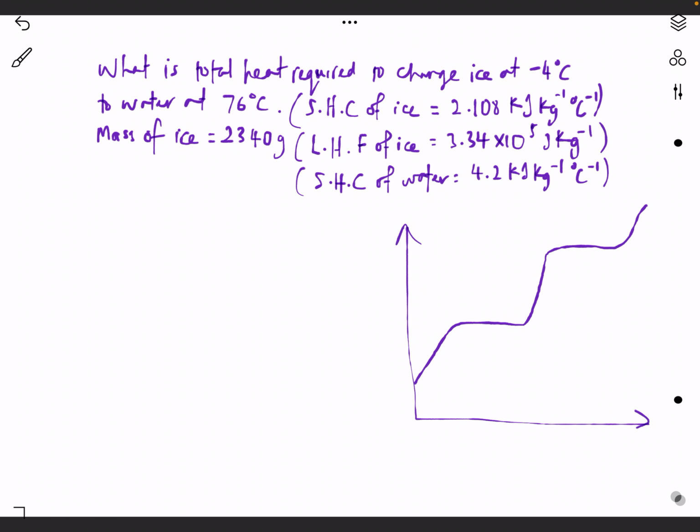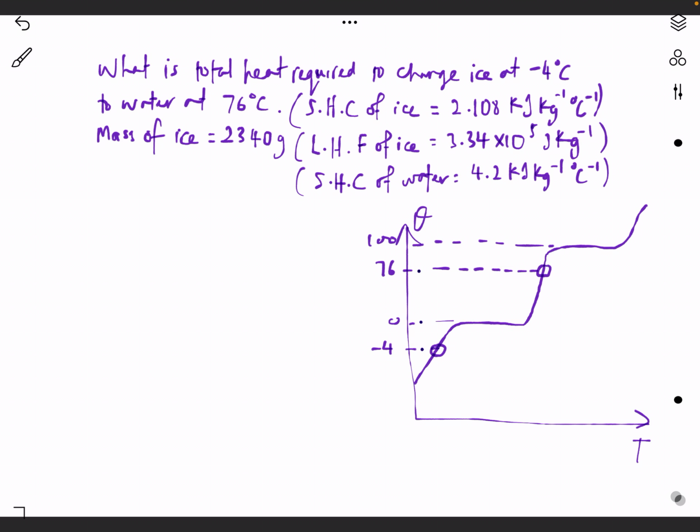Okay, now this is the temperature, and this is the time. Now let us try to identify on the graph where it starts and where it ends. It starts from here and it ends here. So -4, maybe we can put a mark here. This is -4, so it starts here, and then this is 0, and this is 100. Remember, we are talking about water, so this is the boiling and freezing point of water. And then this is 76 degrees Celsius, so 76 degrees is somewhere here, so this is where it ends.